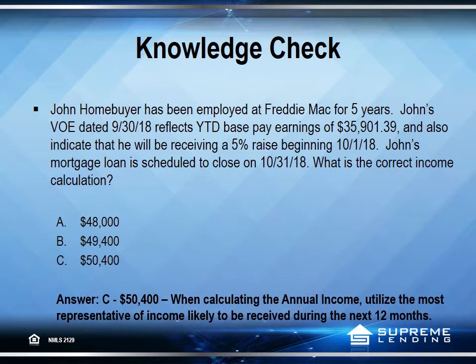The correct answer is C, $50,400. Remember, when you're calculating the annual income, you must utilize the most representative of income likely to be received during the next 12 months. So in this case, we would need to consider the 5% raise that John is receiving on October 1st, 2018.